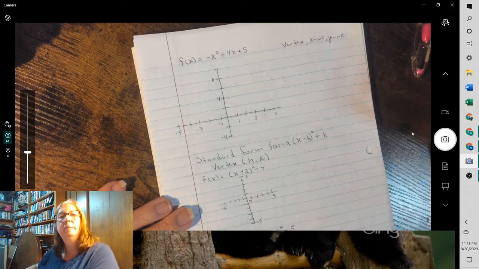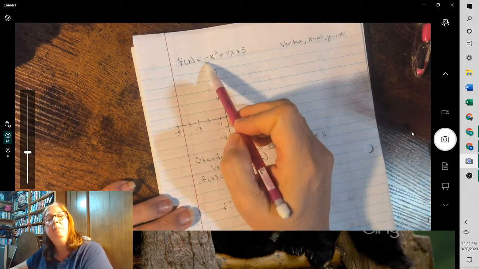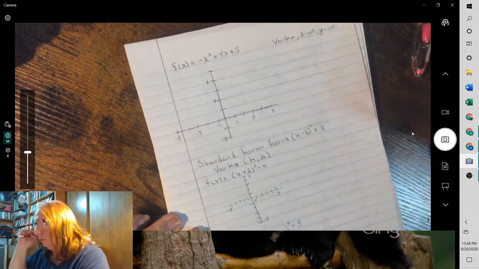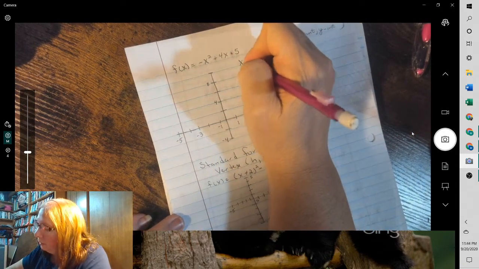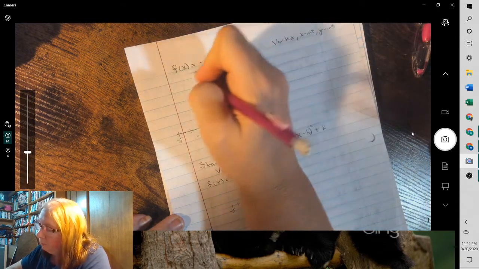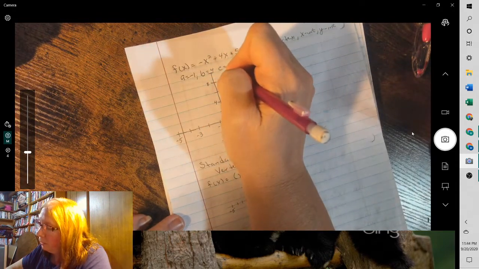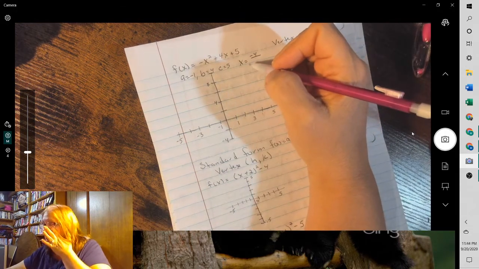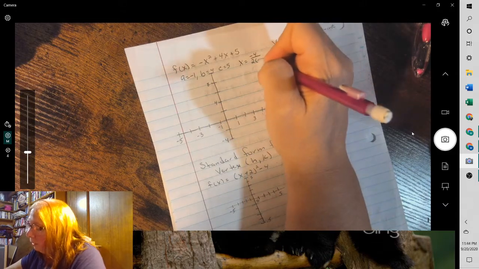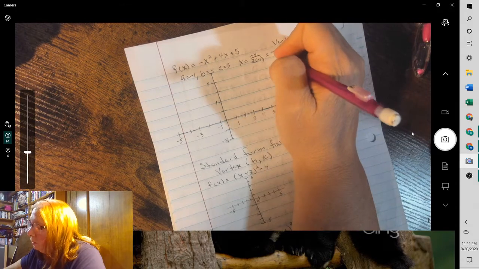Let's try another one. Okay, this one, a parabola. The negative means the parabola is going to go down. So we find our vertex. X equals a negative b, so b is 4, comes from here. A would be negative 1, b is 4, c is 5. So negative b over 2 times a, which is a negative 1. Negative and negative is a positive. 4 divided by 2 is a 2.